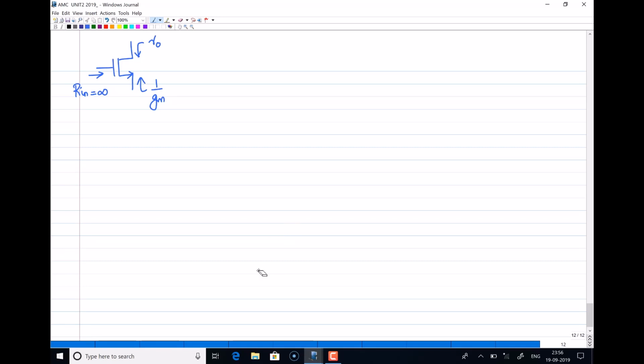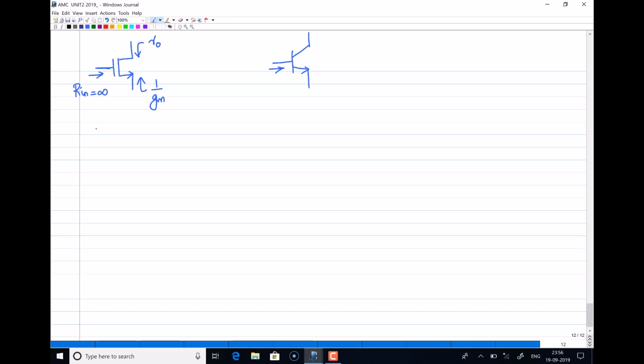Now we'll try to understand the input impedance for BJT, because in the MOSFET configuration, if your input is given to the gate, the input impedance is always infinity. But in the BJT case, that is not true. There will be some finite input impedance if the input is given to the base, because there is a base current. So that we'll do first.